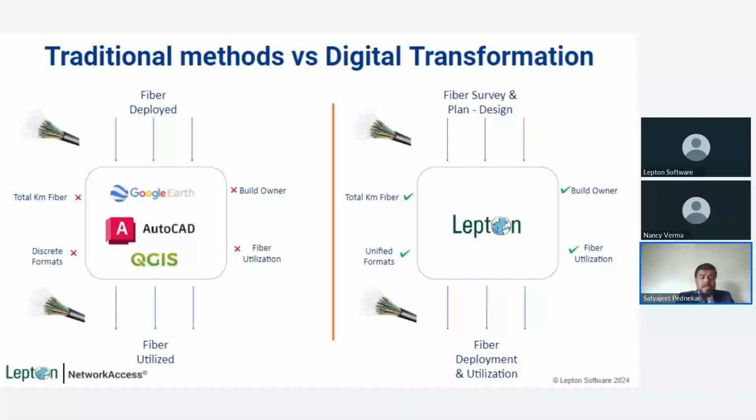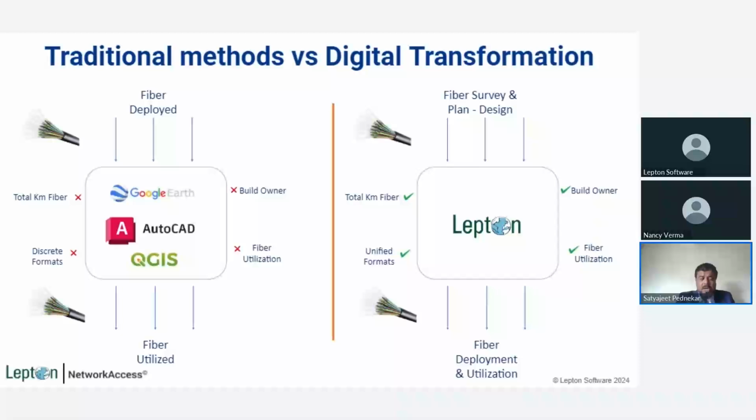And the biggest challenge is discrete format. Let's say the planning team of 10 engineers is planning the network across the country, the data resides on all 10 engineers' laptops and desktops. So discrete formats is the biggest challenge.